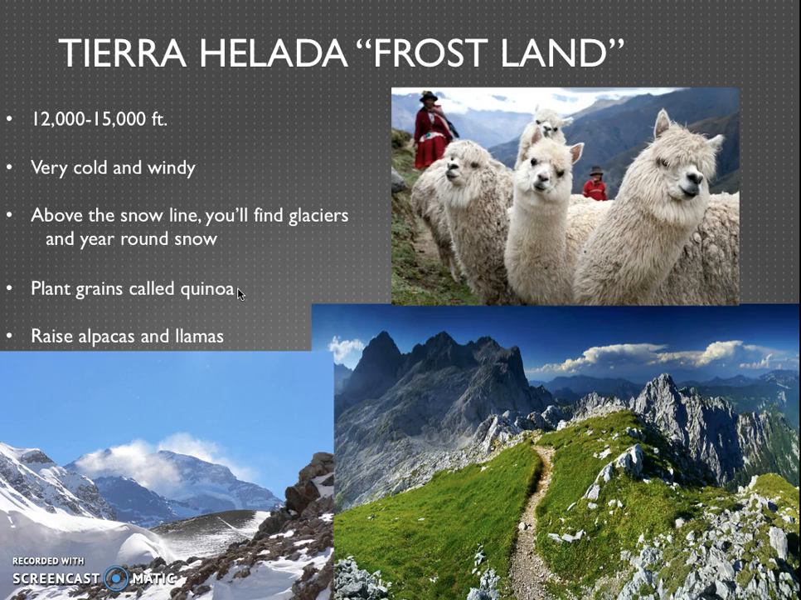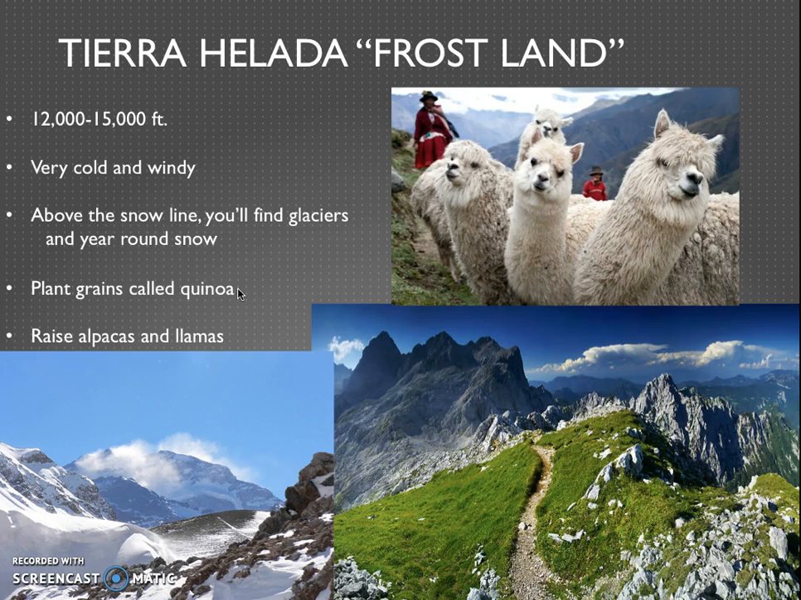The last zone we're going to talk about is Tierra Helada, which translates into frost land. This is at high altitude, so above 12,000 feet. It's extremely cold, it's windy, temperature fluctuates a lot, but it stays cold. Up above the snow line, which is another vocabulary word, you'll find permanent snow year-round and glaciers. Not many people live up here. The people that do have indigenous roots. They've adapted to that type of climate over a very long time period, and they're used to it. They raise animals, alpacas and llamas, which they use to transport most of their materials and gear in the high altitudes. They also plant a grain called quinoa.